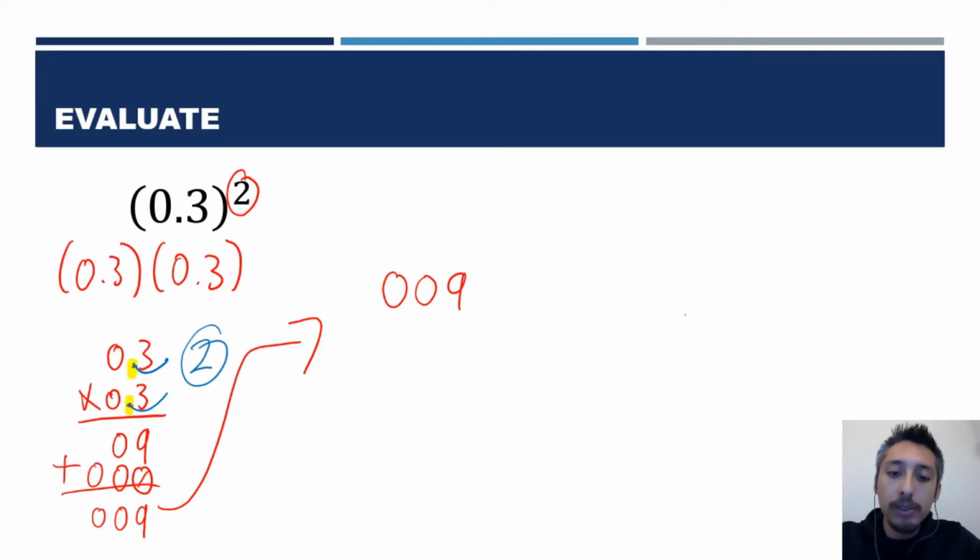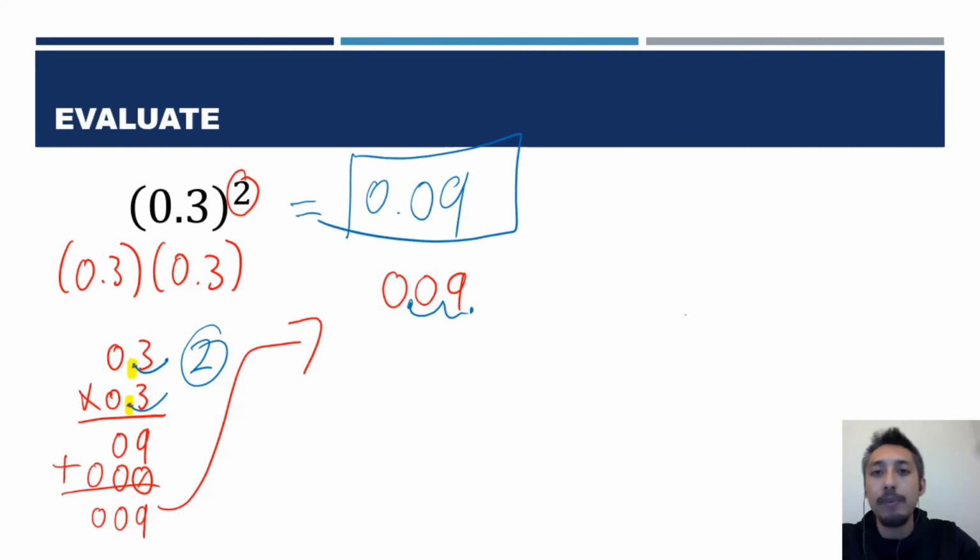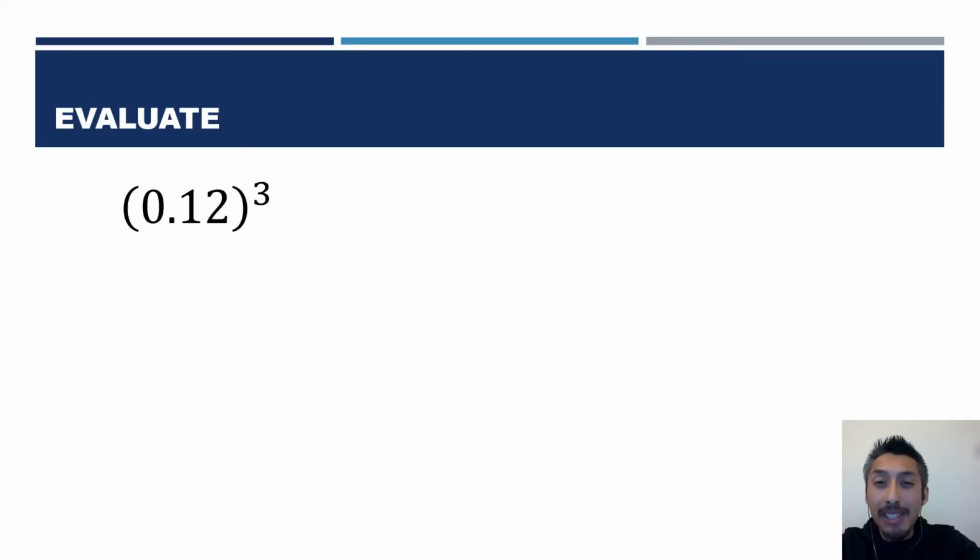For our final answer, we're going to start here at the end of 9. And because we counted a total of 2 spaces, we're going to move to the left 2 spaces as well. 1, 2. This is where the decimal ends up, which means that our final answer, 0.3 to the power of 2, is 0.09. That's it. Here's a slightly harder problem.